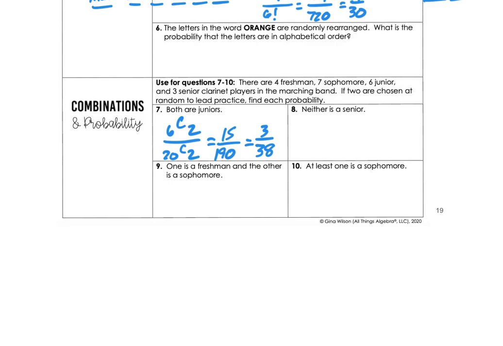Okay, number 8. The good thing is that if we're doing the probability of the whole section, the bottom number is not going to change, right? 20C2 is still going to be 190. Now I want to know the probability of picking 2 people and neither one of them is a senior. So how many seniors are there? 3. So if there's 3 seniors, how many non-seniors are there, Darston?